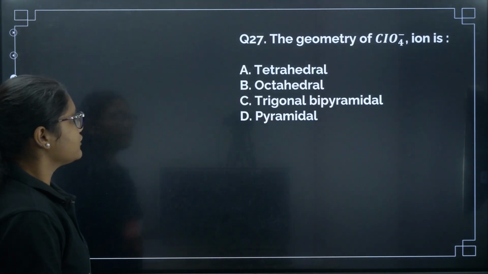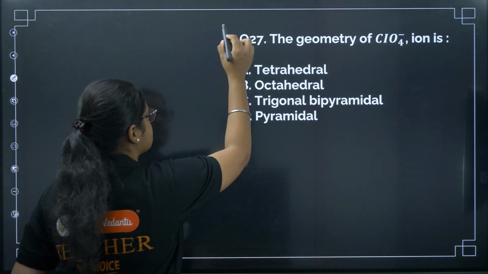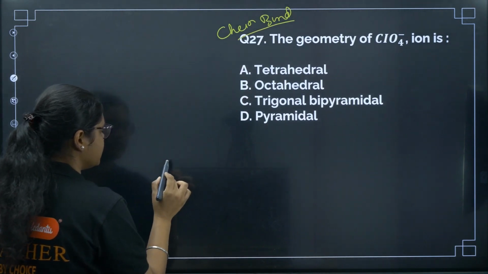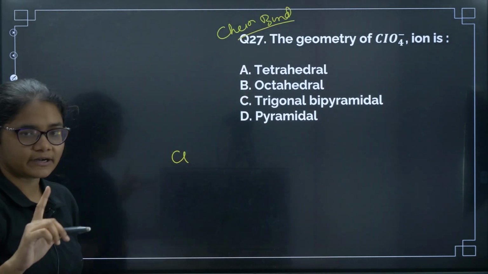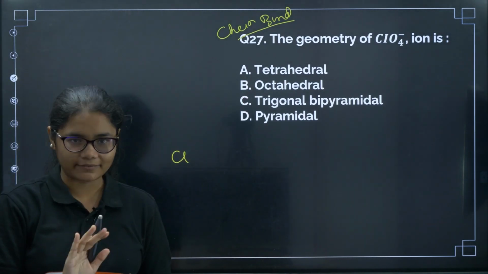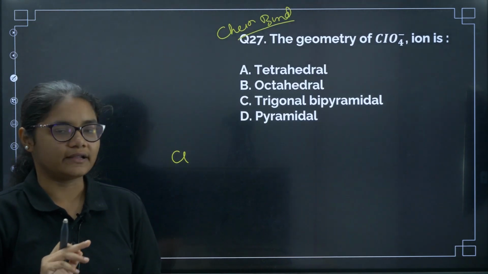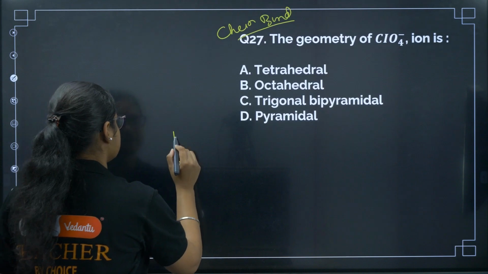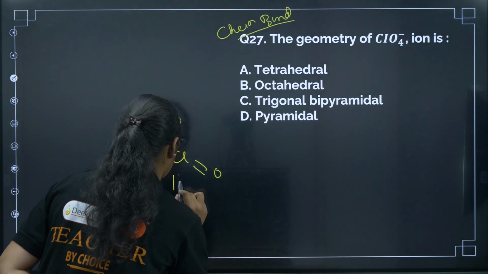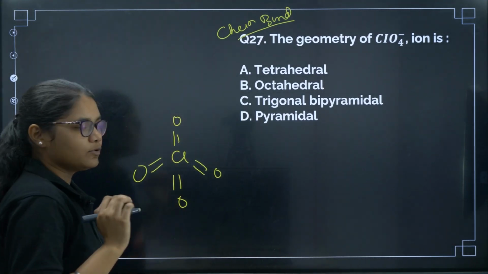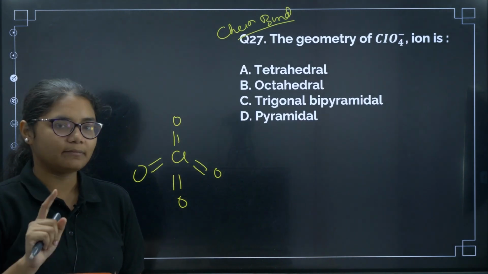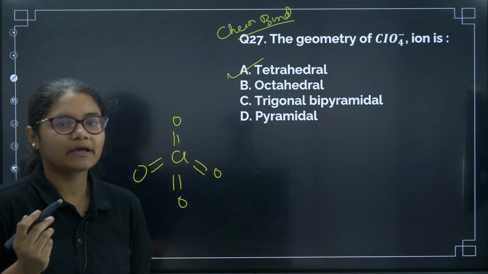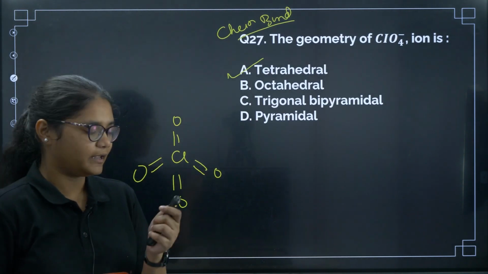Okay. Next, the geometry of ClO4 minus. So this question is from your chemical bonding. Okay. ClO4 minus means chlorine has 7 valence electrons, but 1 extra electron is there, so 8 valence electrons, and 4 oxygens are there. So we know each oxygen will form 2 bonds, so we can have the structure like this, right? So there are 4 sigma bonds with no lone pair, so it is sp3 hybridization. For sp3 hybridization, the geometry is tetrahedral. Correct answer for this question is option number A.